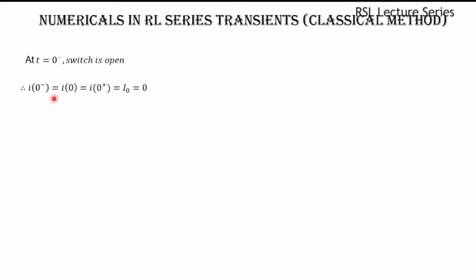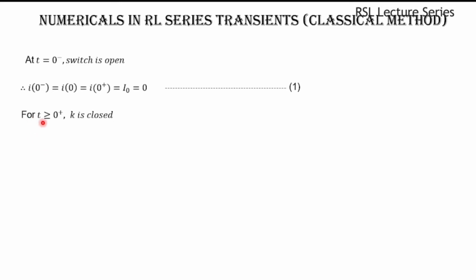0. The inductor will not allow any sudden change in current. So at the instant t = 0 as well as at the instant t = 0 plus, the current value will remain the same, that is 0. This is assumed as the initial value of current. Here 0 minus is the instant just before closing the switch and 0 plus is the instant immediately after closing the switch. Here at t = 0, the switch is closed. This is the initial value of current. Let this be equation number 1.